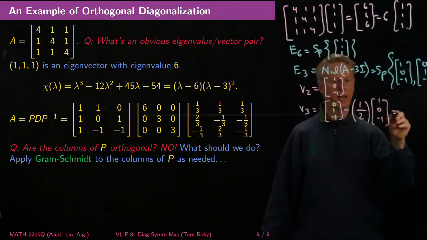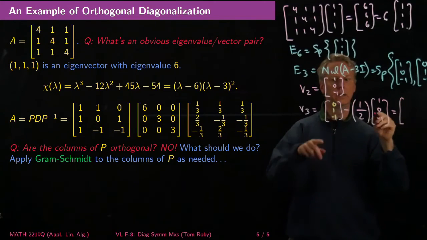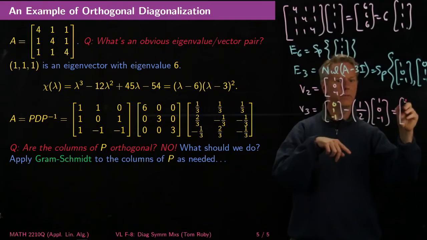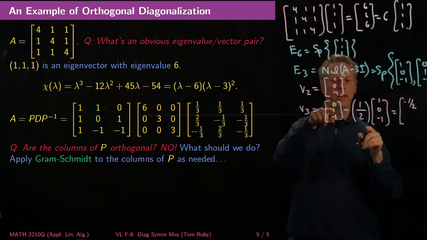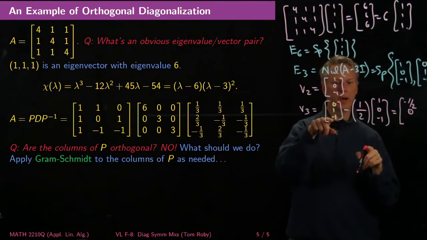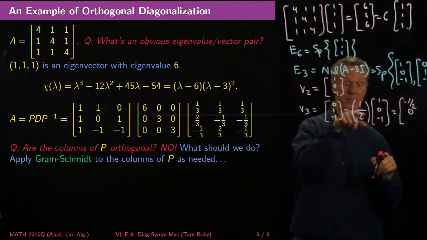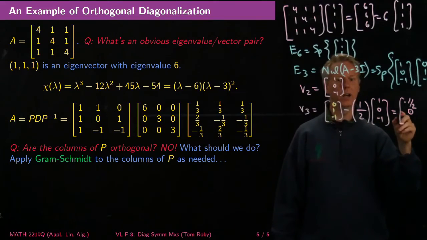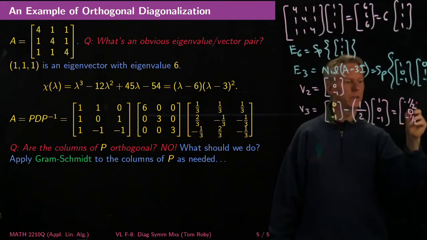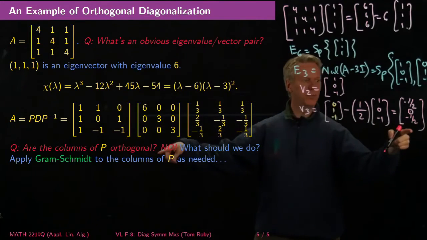And when you compute that out, what do you get? You get 0 minus a half, which is negative 1/2. And 1 minus a half times 0 is still 0. And minus 1 minus 2 minus signs plus a half is negative 1/2. Okay? So I'm going to replace this third vector with this vector.